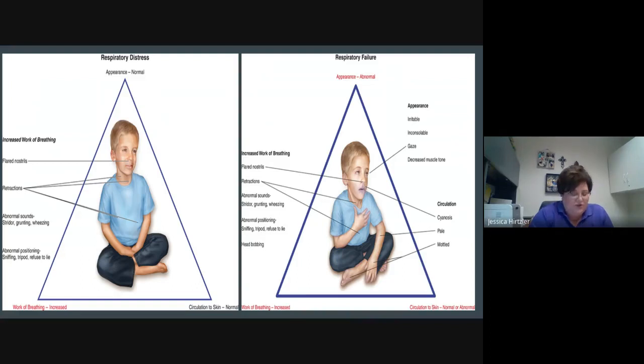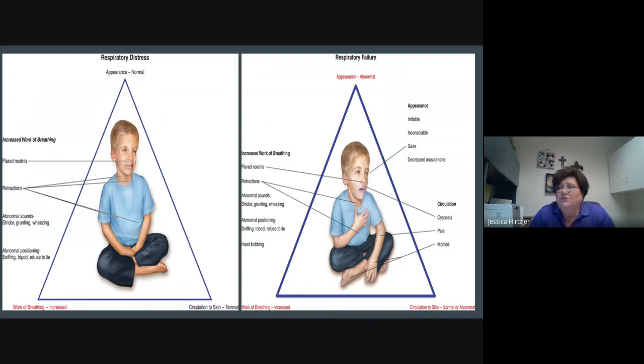They'll sit in a tripod position. They may keep their head and their neck up in what's called a sniffing position to help them get more air in more easily. These kids are going to refuse to lie down.